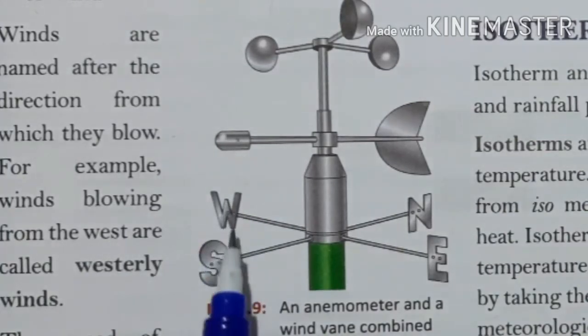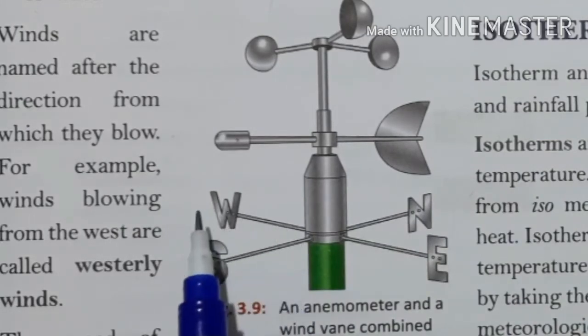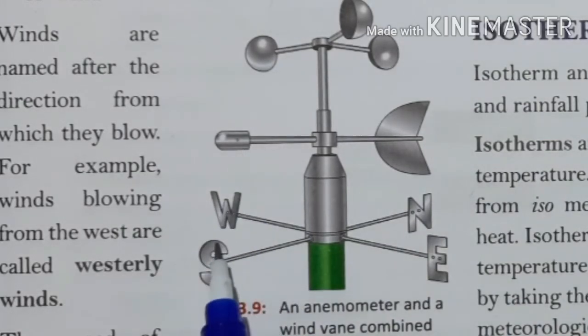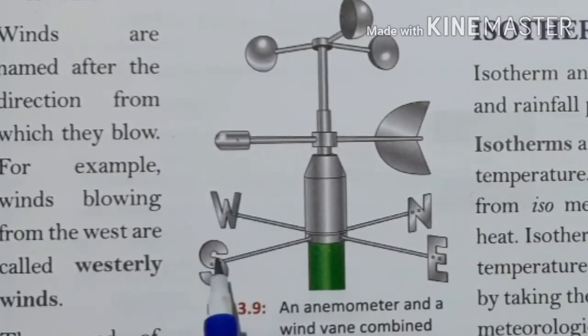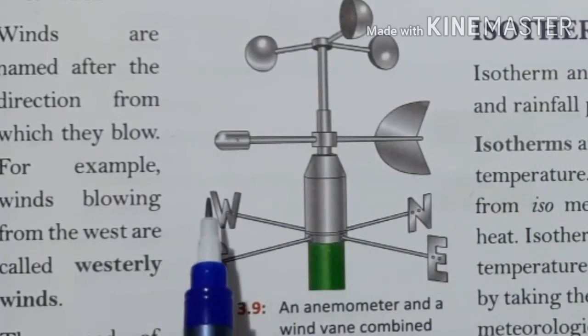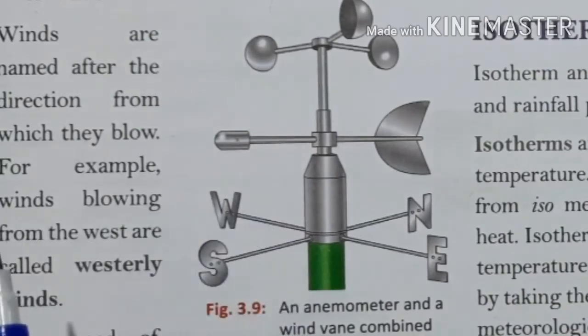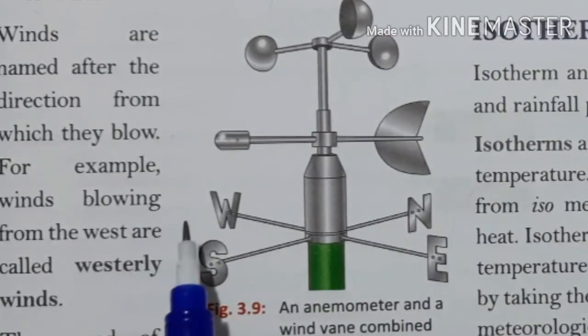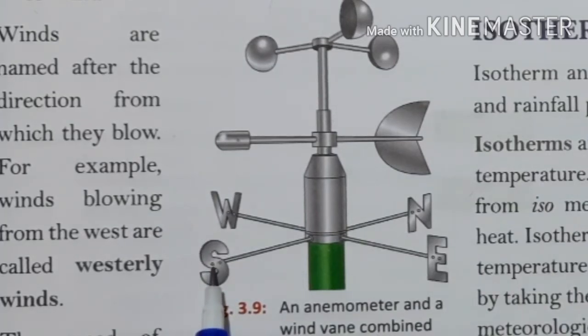Here you can find the fixed markers showing the cardinal directions: north, east, south and west. So here the wind is moving from the south direction, as the pointer is pointing towards the south. So the wind is coming from the south and moving towards the north. That means winds are named after the direction from where they originate. The wind coming from the west is named westerlies. The wind coming from the south is named southerlies.